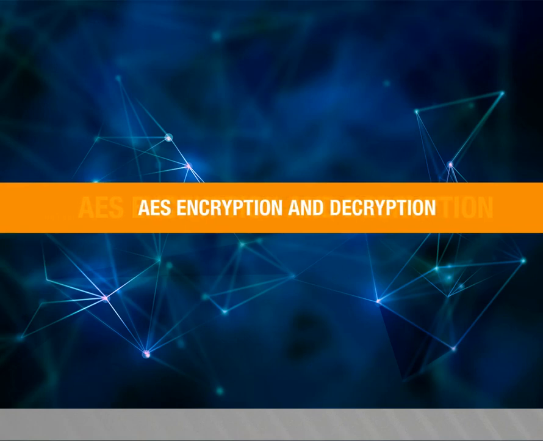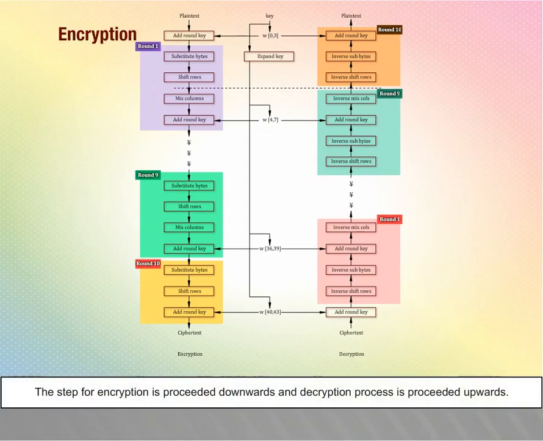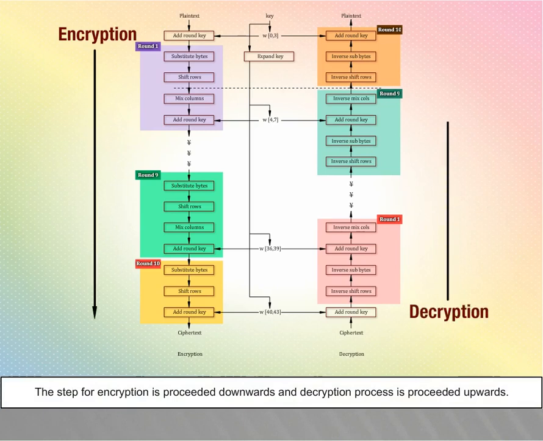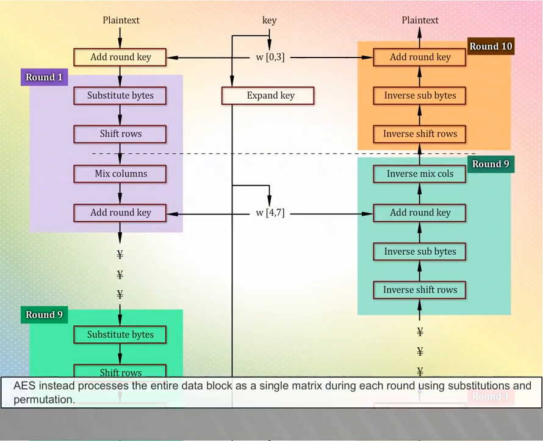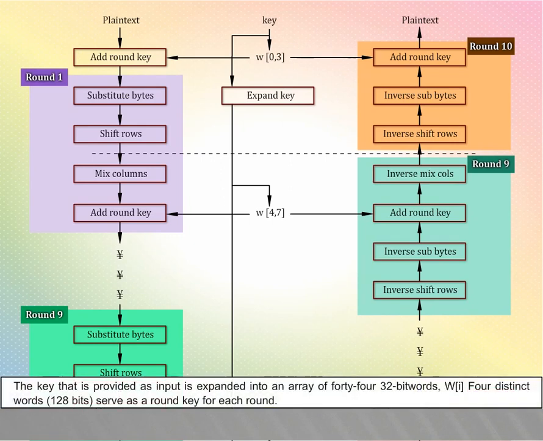AES encryption and decryption. In this video, we are going to see about AES encryption and decryption. The steps for encryption proceed downwards and the decryption process proceeds upwards. AES instead processes the entire data block as a single matrix during each round using substitutions and permutations. The key that is provided as input is expanded into an array of 44 32-bit words, w[i]. 4 distinct words, that is 128 bits, serve as the round key for each round.